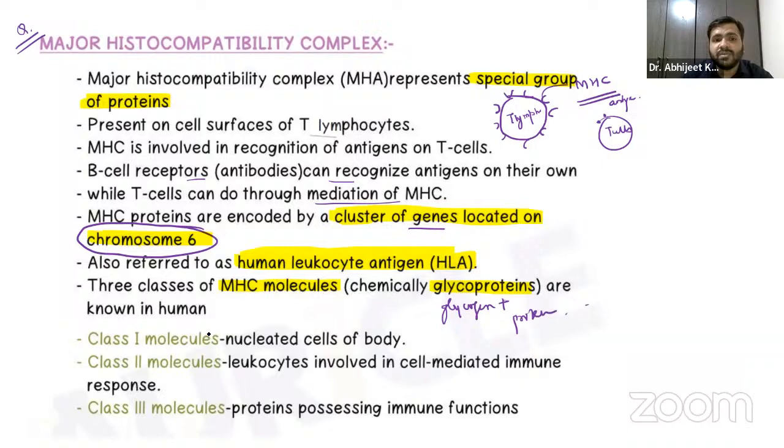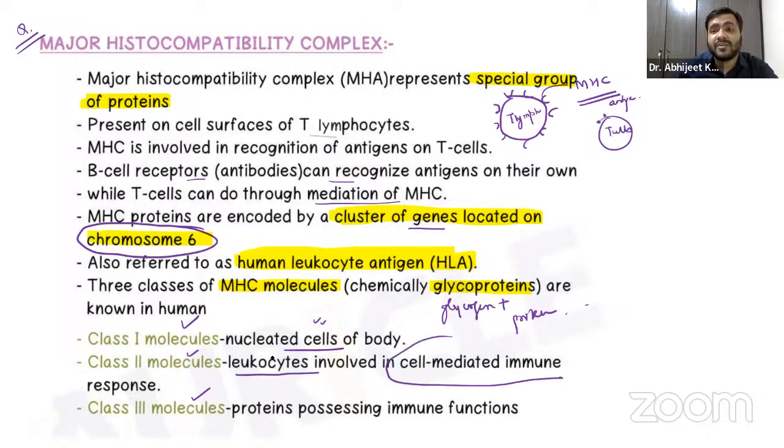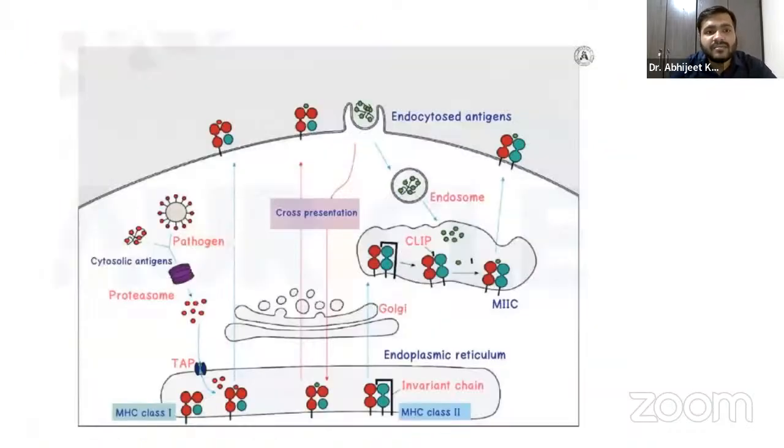They are known in humans as class 1, class 2, and class 3. Class 1 molecules are on the nucleated cells of the body. Class 2 are on the leukocytes that are involved in the cell-mediated immune response. I've already told you it is the T cells, right? Class 3 are proteins processing immune functions, right? So that is something you have to remember, guys, over here, right?